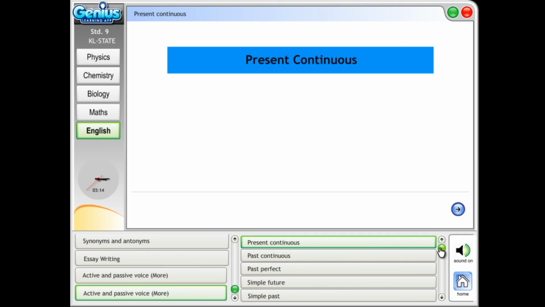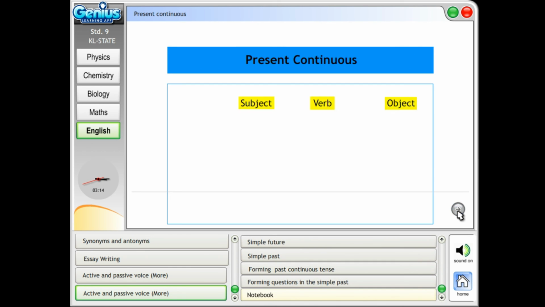Present continuous. Subject. Active: Rita is writing a letter. Passive: A letter is being written by Rita.